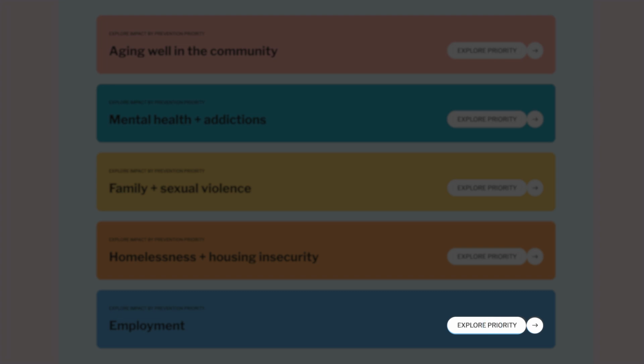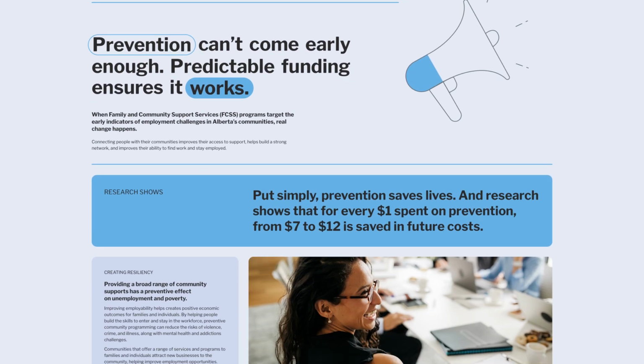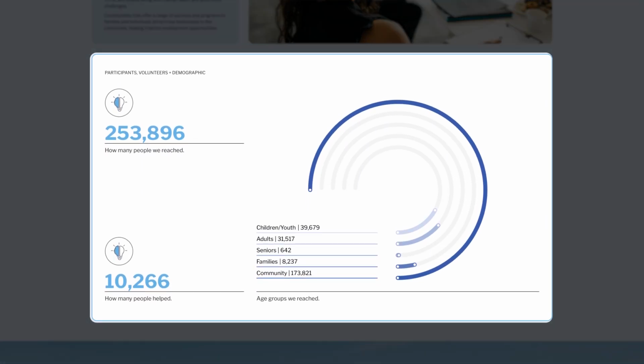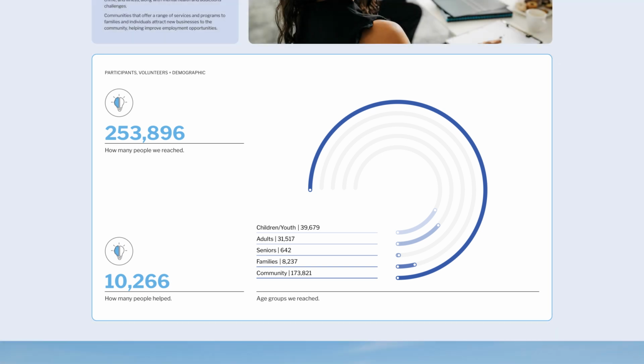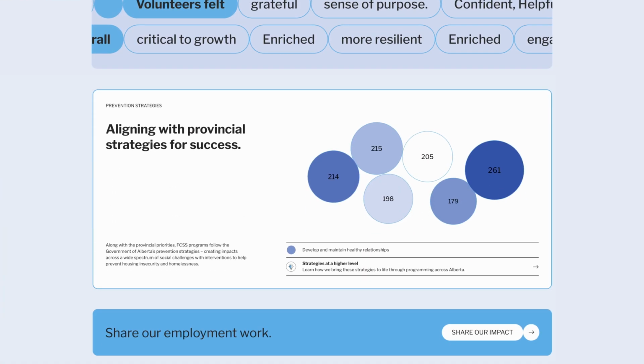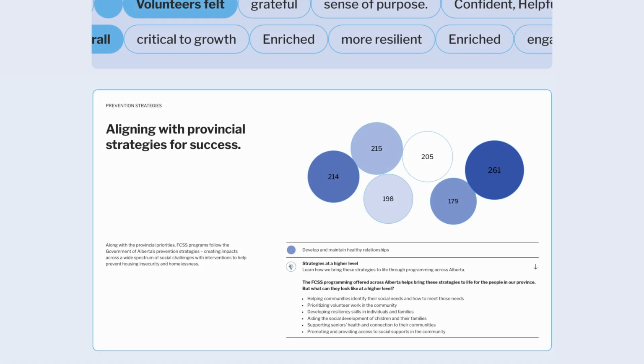Start by navigating to the Employment Provincial Priority page. You can use the research findings displayed on this page to demonstrate the effectiveness of employment services and highlight the number of participants in different age groups. If you need to highlight how well FCSS employment programs connect to provincial prevention strategies, select the circle relevant to your needs, click the arrow, and screenshot the section.